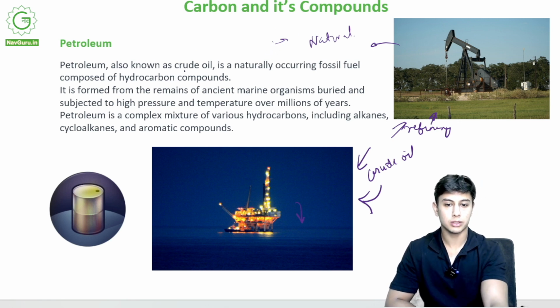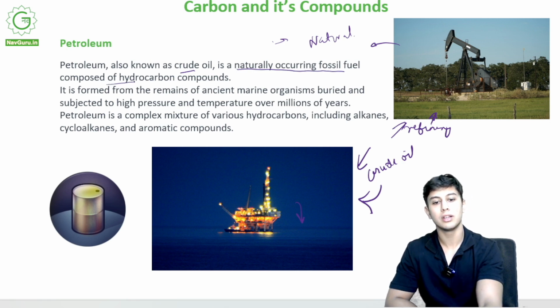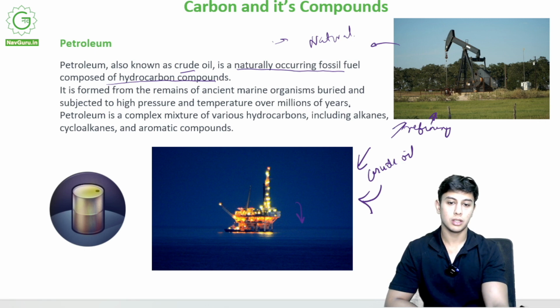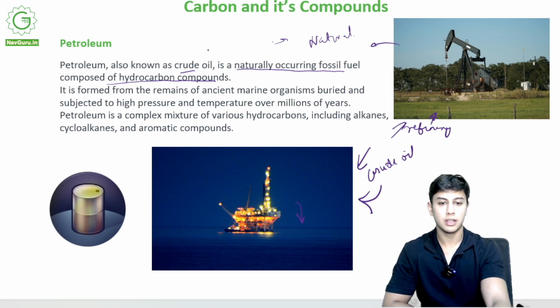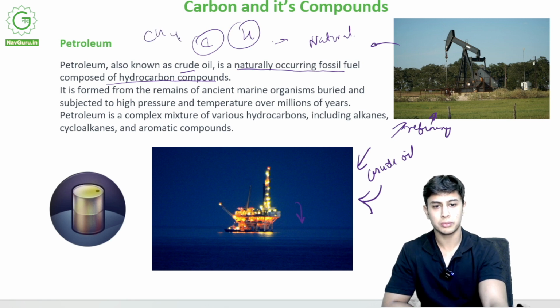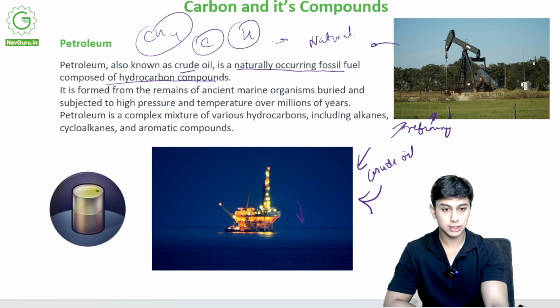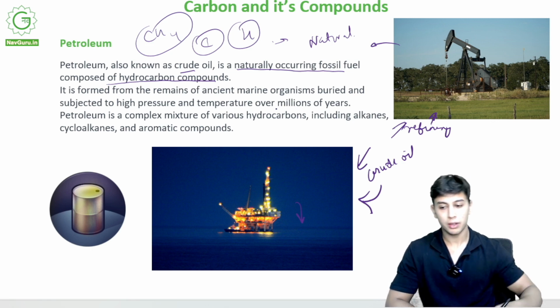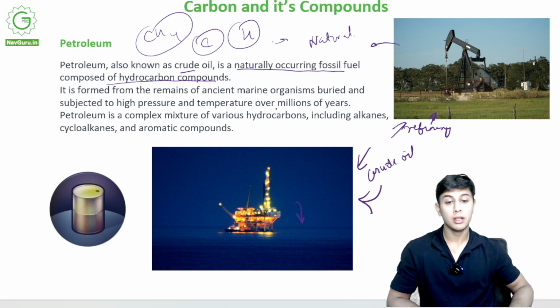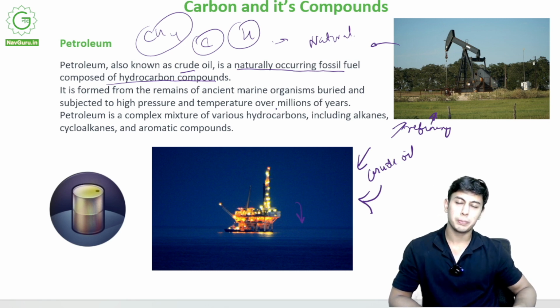Petroleum is also known as crude oil. It is a naturally occurring fossil fuel composed of hydrocarbon compounds. What do I mean by hydrocarbon compounds? That have carbon and hydrogen, like CH4, natural gas. It is formed from the remains of ancient marine organisms. What are ancient marine organisms? All those plants and animals that died in prehistoric ages.